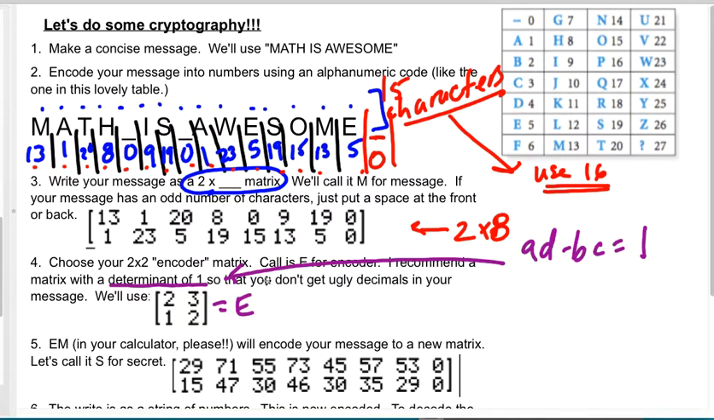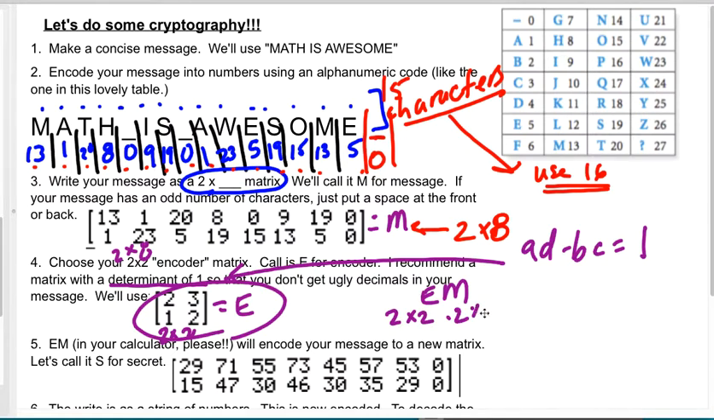So this is my encoder matrix that I'm going to call E. So what you're going to do in your calculator is you're going to type E. So this was my E and this was my message M. Because I have a 2 by 2 and a 2 by 8, I have to multiply them in the order EM, because E is 2 by 2 and M is 2 by 8. If I tried to multiply them in the other order, they wouldn't multiply. So I do E times M, and the result is a 2 by 8 matrix that is my secret. And I'm going to call it S for secret.